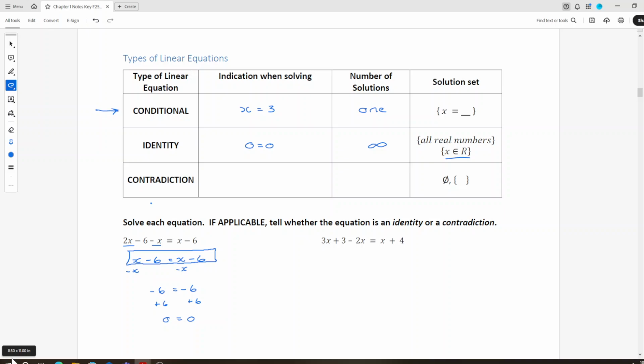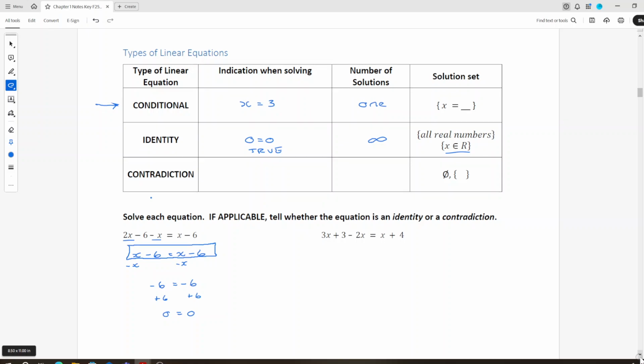So when you end up with x's disappearing, and you end up with a true statement, so this is a true statement, 0 equals 0, 5 equals 5, negative 1 equals negative 1, that means that there's an infinite number of solutions. So x can be anything. Whereas, let's look at this one.